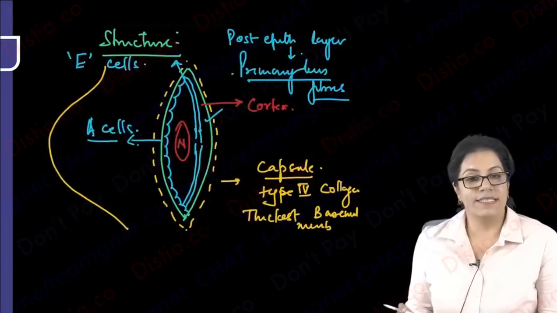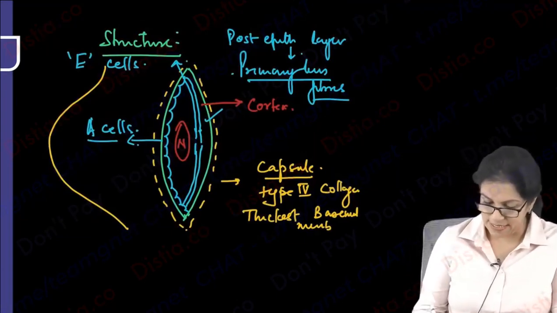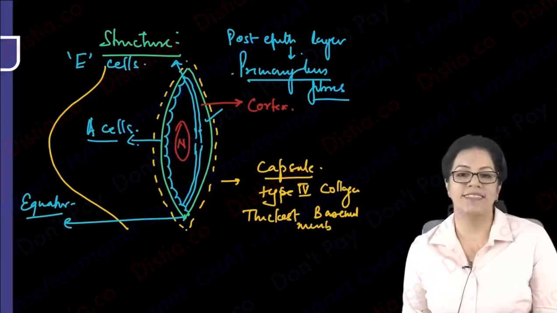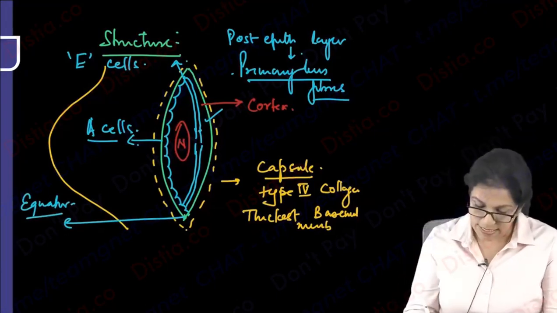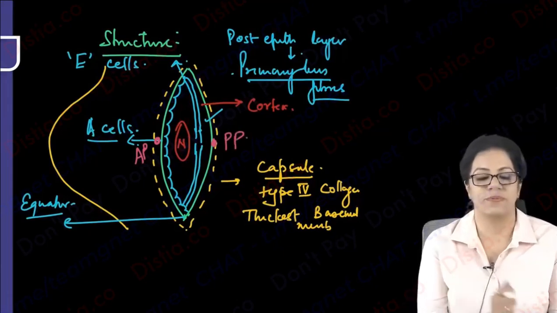Okay. On this diagram, another important thing, we have already marked the equator. If not, let's mark it. So this becomes the equator of the lens. And what are poles? The center point anteriorly is the anterior pole and the center point posteriorly is the posterior pole. So this becomes the anterior pole and this becomes your posterior pole.